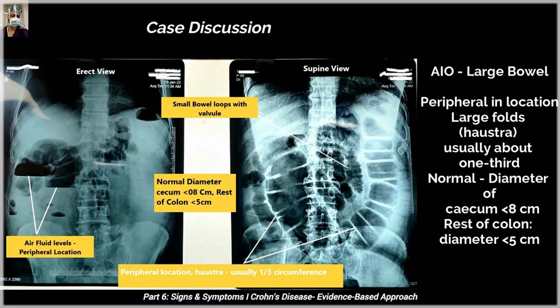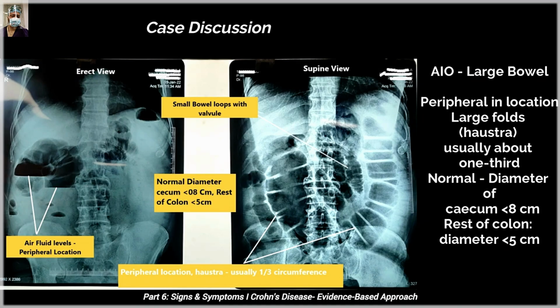This X-ray abdomen, standing and supine, is of a different patient, not related to the index case. For comparison, this is a case of large bowel obstruction where we can see multiple air-fluid levels towards the periphery, and the step-ladder pattern is not there. There are haustra which are more parallel and usually up to one-third of the diameter of the bowel.